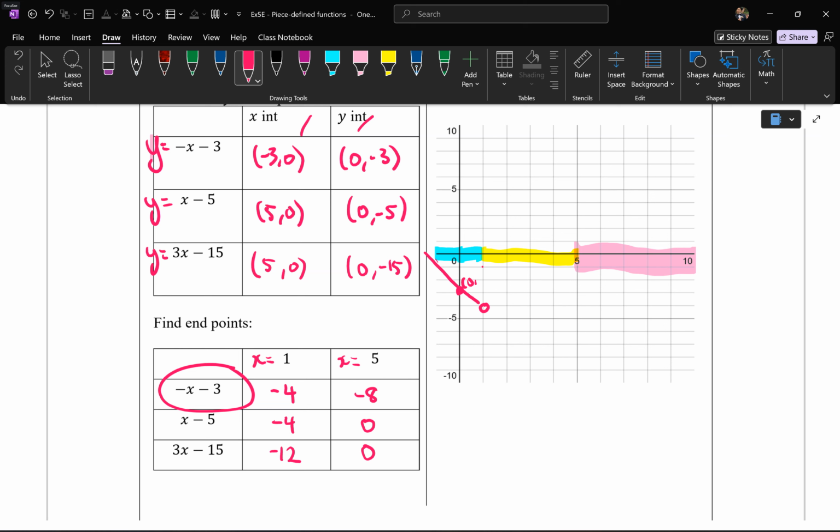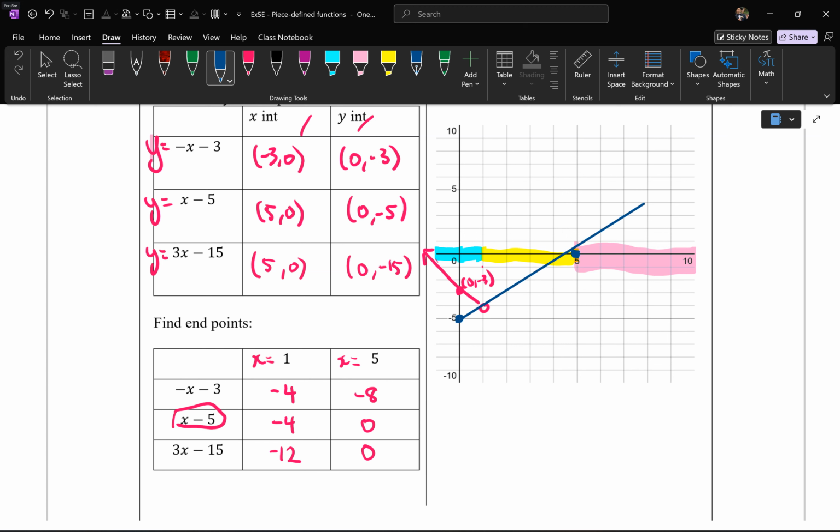So that should be 0, -3, and it goes that way. So that's your first graph. Your linear graph should be heading in that direction. It crosses through 0, -3. That's -4 there. Next one. You have x minus 5, which has an x-intercept at 5, 0 and a y-intercept at 0, -5, which means this graph should cross through these 2 points, right?